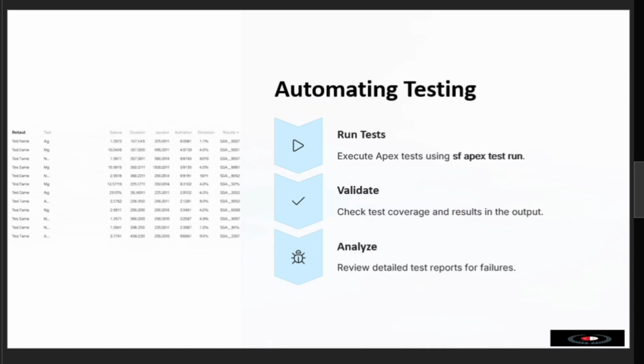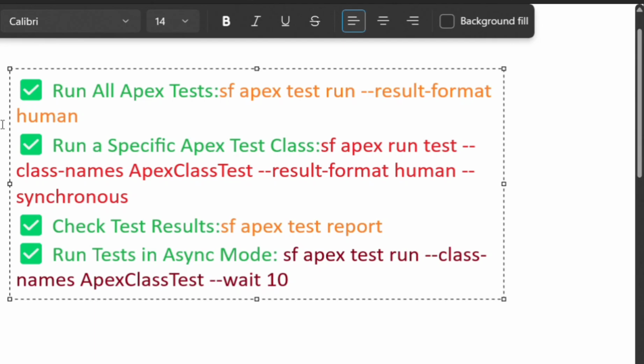If you want to run test classes and validation analysis, for all these we can also use VS Code. To check the executions and help verify the code before deployment, ensure code quality and stability, we regularly use commands like run all Apex tests, run a specific Apex test class, check the test results, and run test class in asynchronous mode. Let's see, all Apex tests, sf apex test run. These commands we use very regularly.